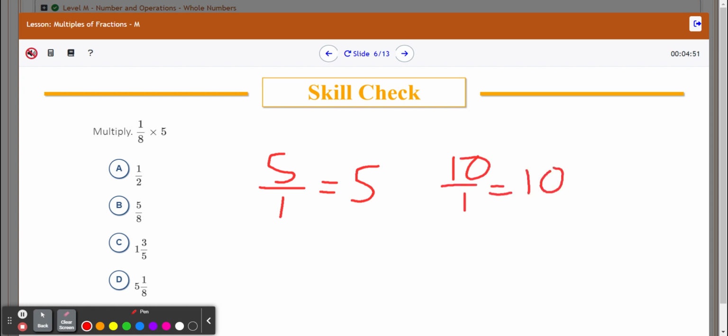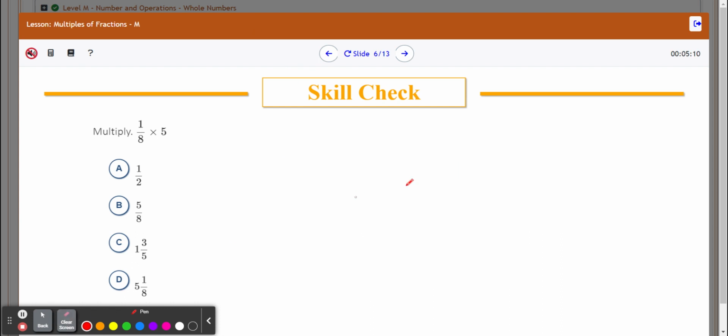So whole numbers are just fractions. We just don't write them that way. We don't think of them that way, but they really are. 99 over 1 equals 99. So again, all whole numbers are fractions. If you just add a denominator of 1 underneath it, you made it into a fraction. So that's important to know for this.